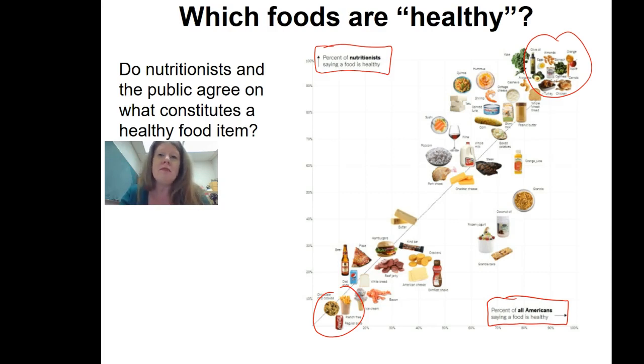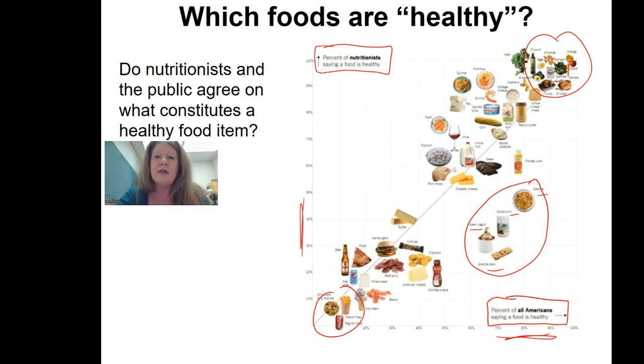Some things do jump out, though, that are a little bit different from the pattern. So you might notice over here, for example, that there are certain items that the American public tends to think are more healthy. Things like frozen yogurt, coconut oil, granola bars, granola. So these were rated kind of more highly by Americans as being healthy. But nutritionists don't really think they're as healthy. So a smaller percentage of nutritionists were saying that those items were healthy.